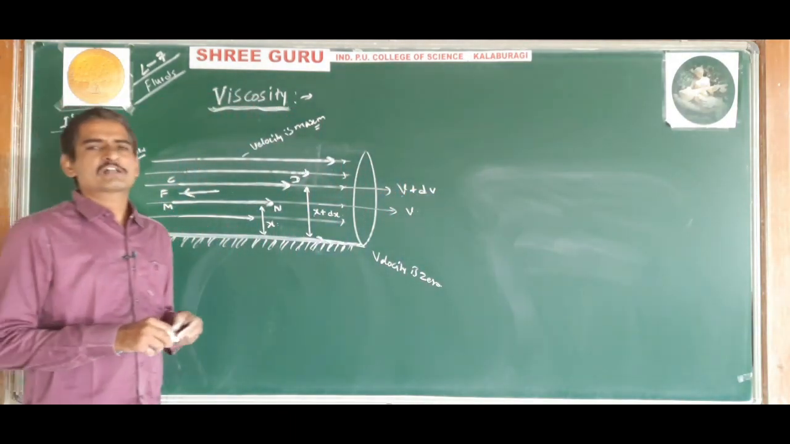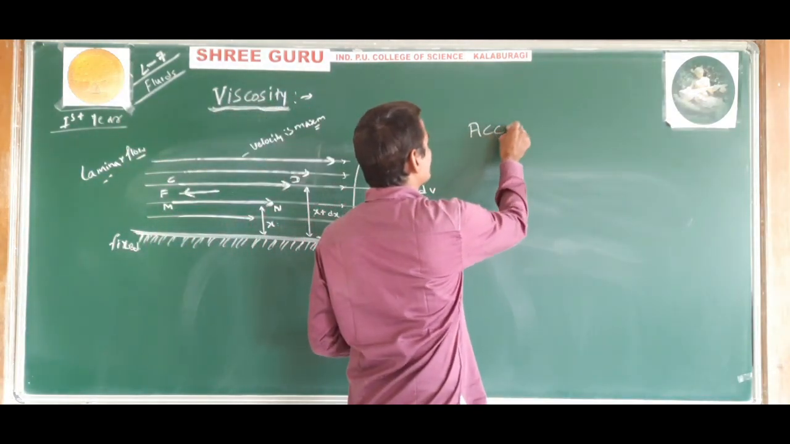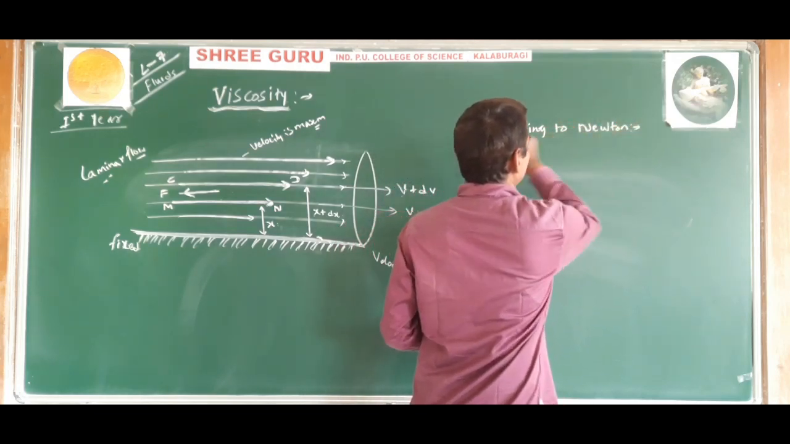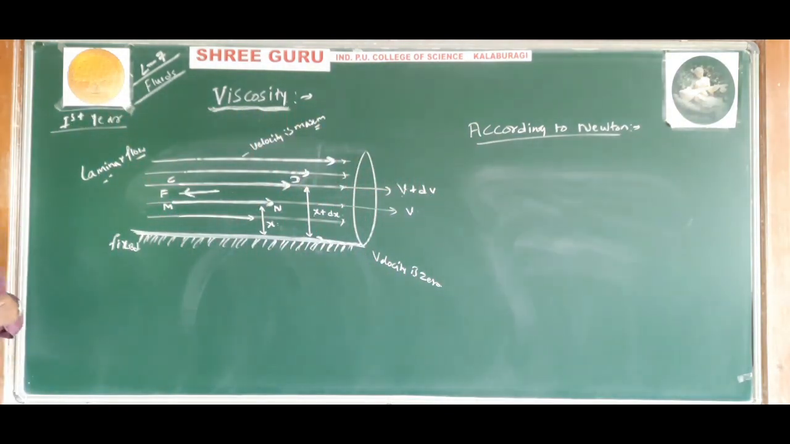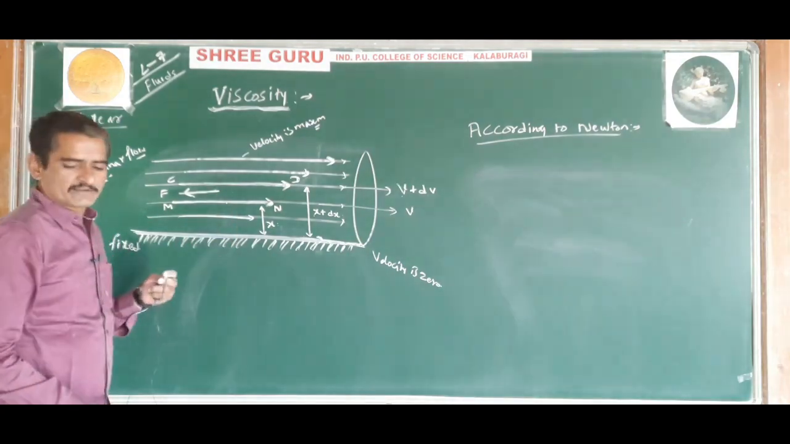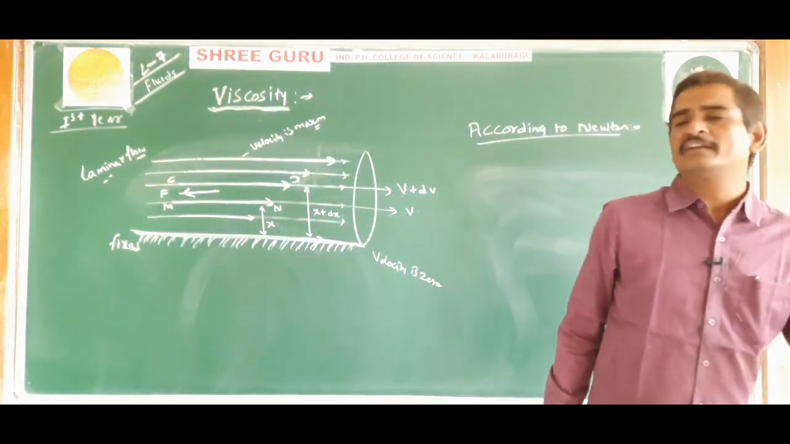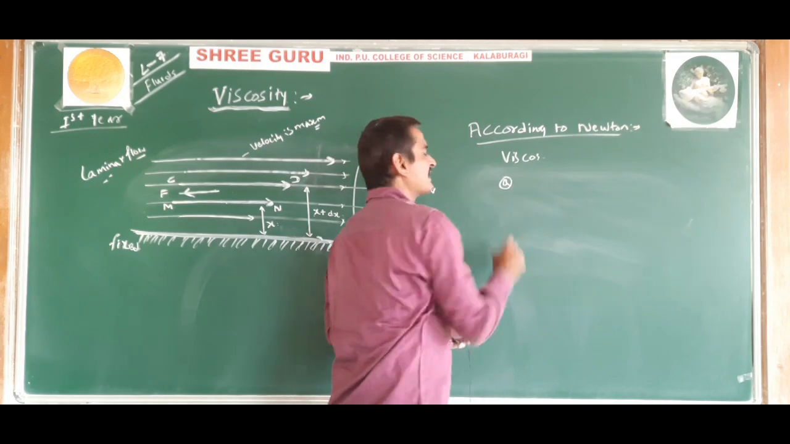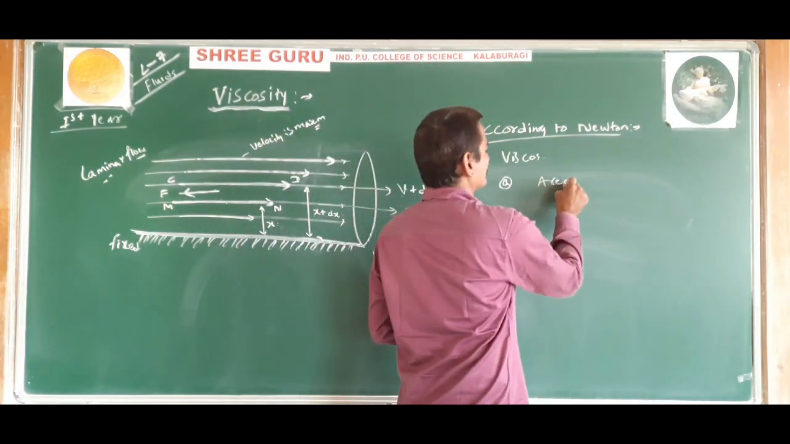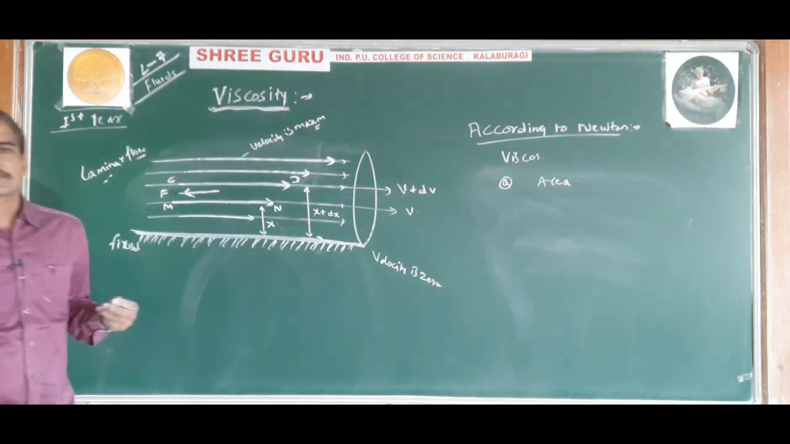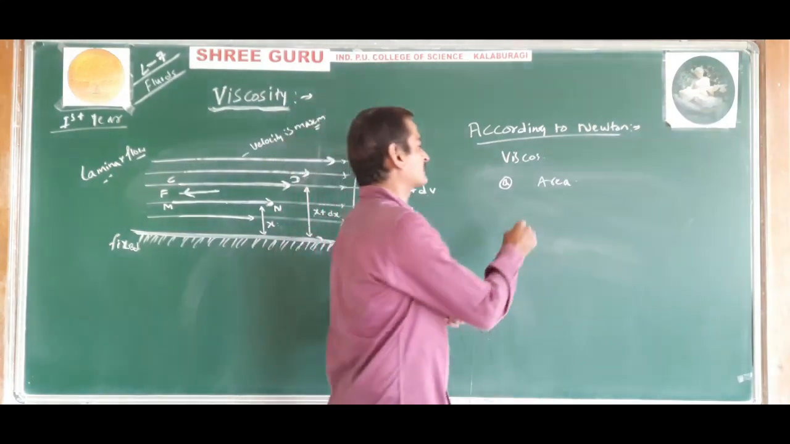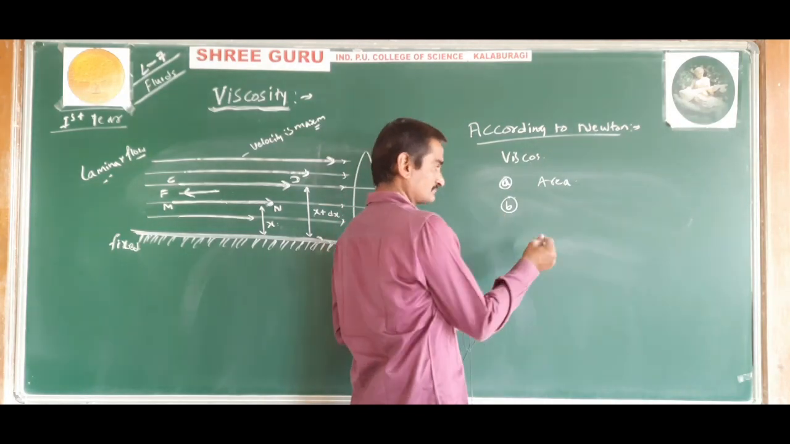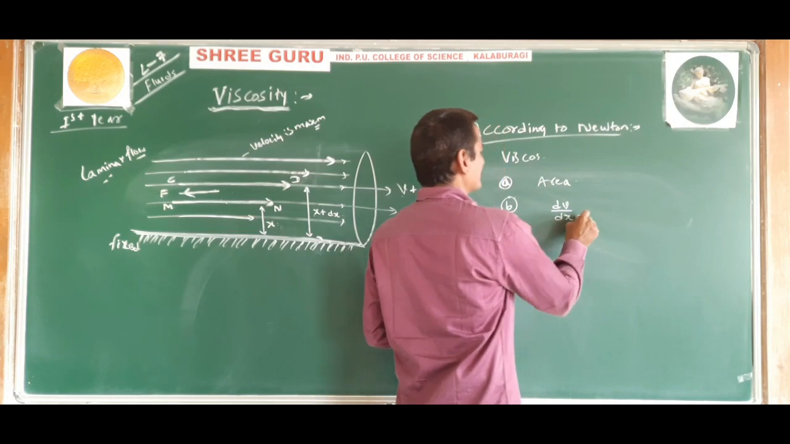Now let us find the formula for viscous force. According to Newton, the viscous force or viscous drag acting between two adjacent layers of the liquid is directly proportional to the area of the layers and directly proportional to the velocity gradient between the two layers.